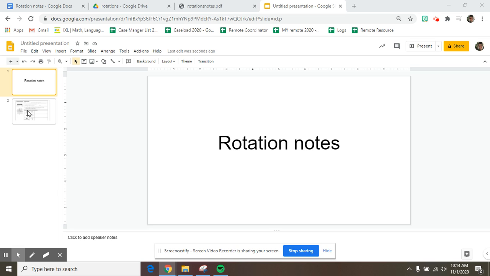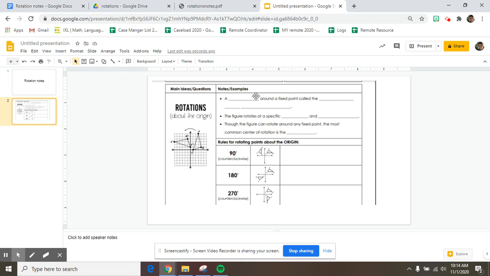All right, so we are going to do our rotation notes, and you should have a paper copy in front of you that looks something like this. So I'm going to go through here and help you fill out your notes, and you can kind of follow along.